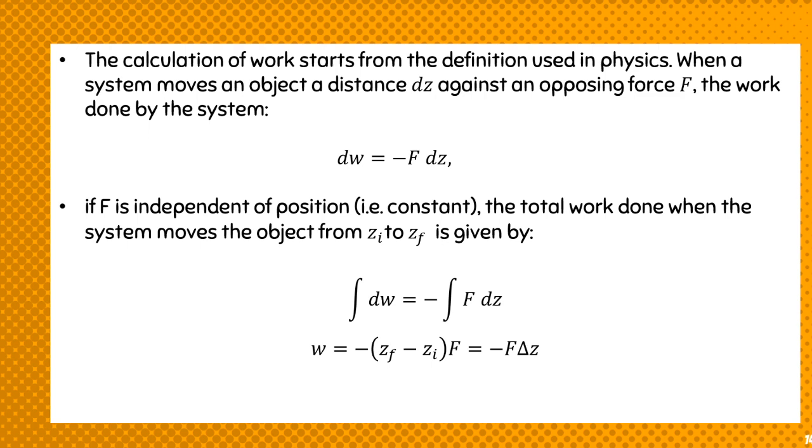So now, really, the calculation of work starts from the definition used in physics. And in your introductory physics class, during your high school, or maybe your matriculation, if you remember, work is equal to the opposing force times the distance. And so you have here the work done by the system, the opposing force, and the distance. And if force is independent of the position, that means it's constant, so you can find work by taking the integration of that. Because force is constant, you can take it out of the integration. So that leads you to work equals the opposing force times the distance.